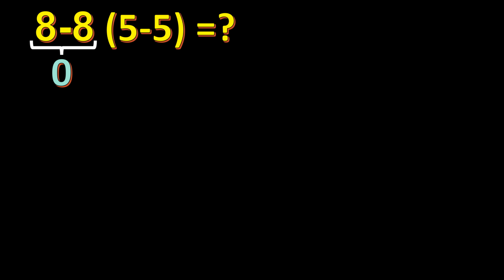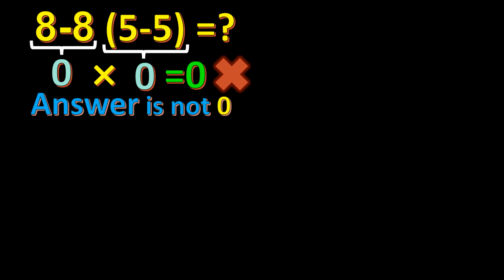8 minus 8 equals 0, and 5 minus 5 equals 0, and 0 multiplied by 0 equals 0, but this answer is wrong because we didn't follow the PEMDAS rule.